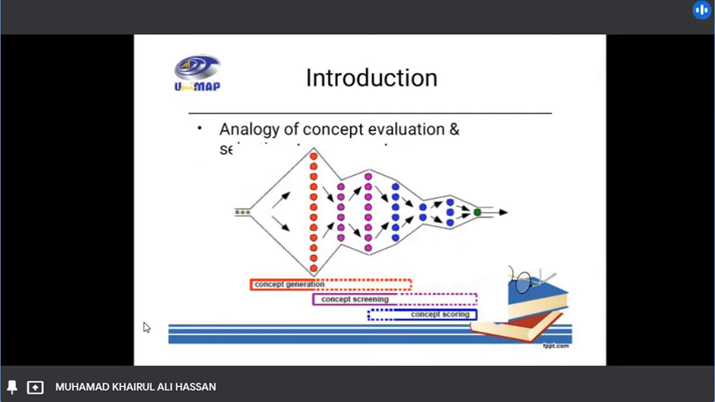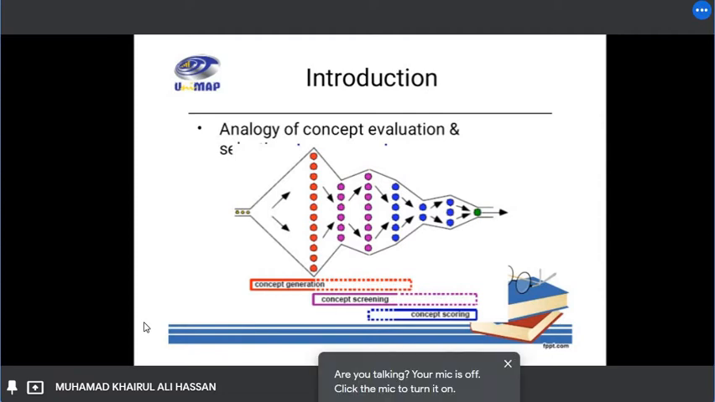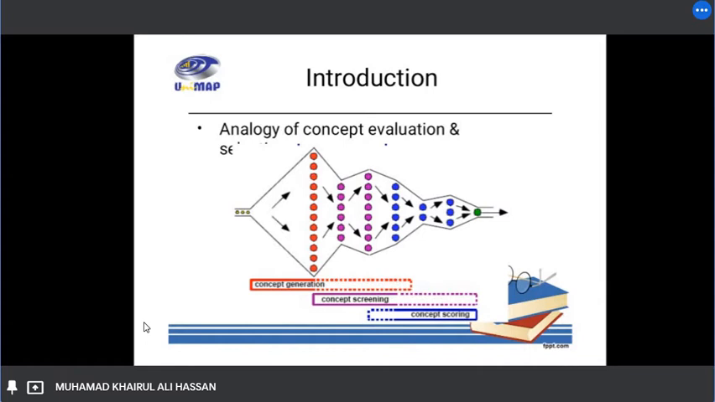Okay, this is the analogy of the concept evaluation. As we can see from this figure, these are the many concepts you generate. And then how do we select the best one? We do the screening process. So we want to evaluate the strengths and weaknesses, and then check whether this part is okay or not, functionality, many things. After that, you do the concept scoring, and lastly you will get the best concept. This is what we call the flow of concept evaluation.